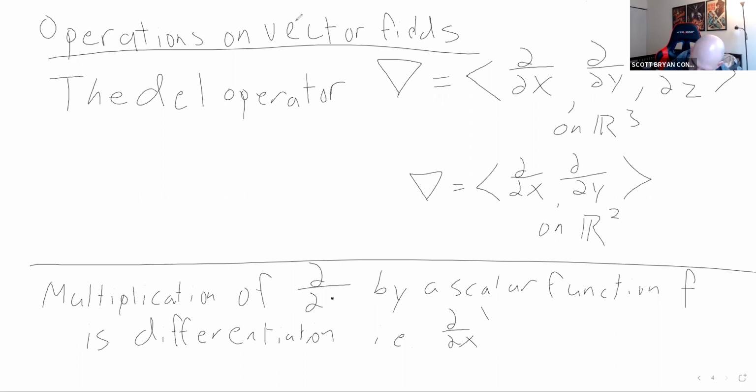So d/dx times f is going to be the partial of f with respect to x. We're going to be doing the usual vector algebra, and when we multiply one of these components of del by a function, then we're just performing that derivative on the scalar function. This will make more sense when we do a couple examples.